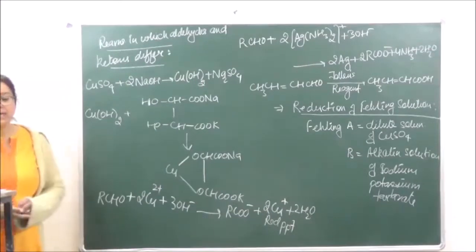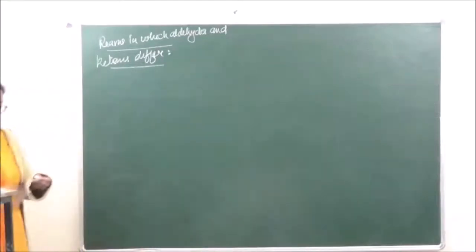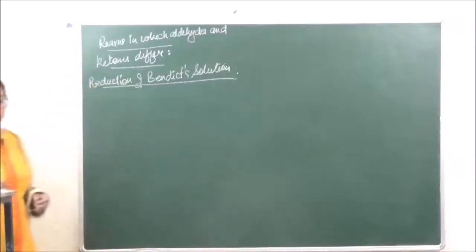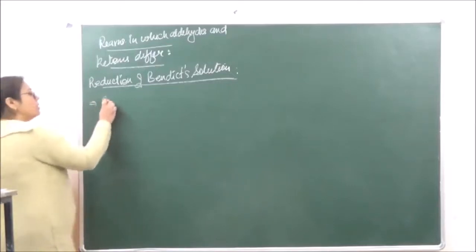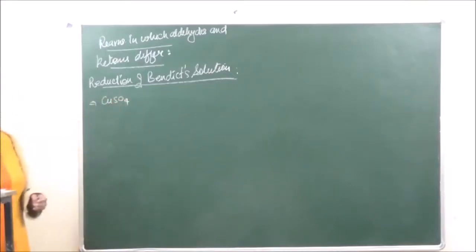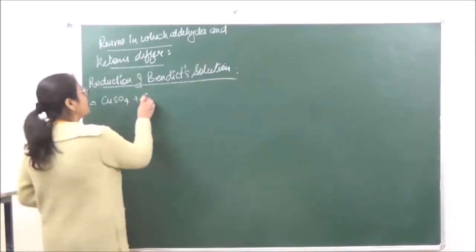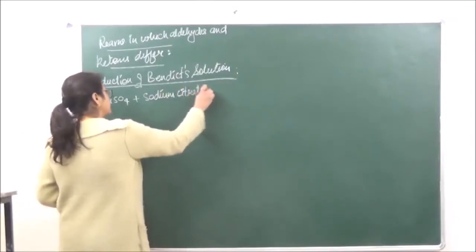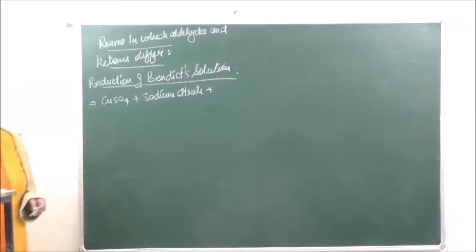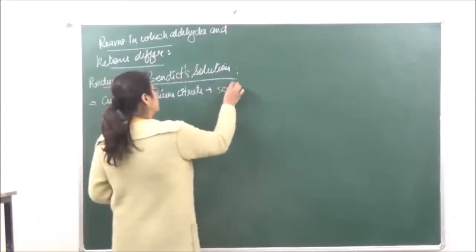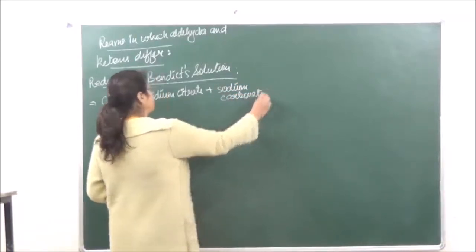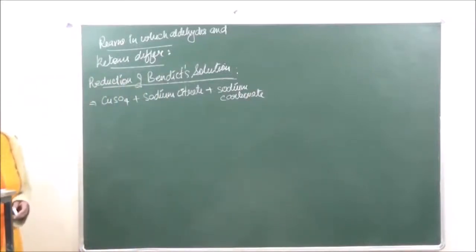Okay? Next we have the reduction of Benedict solution. Now basically what is Benedict solution? It is a solution of copper sulfate plus sodium citrate and sodium carbonate. Okay? Copper sulfate, sodium citrate and sodium carbonate.